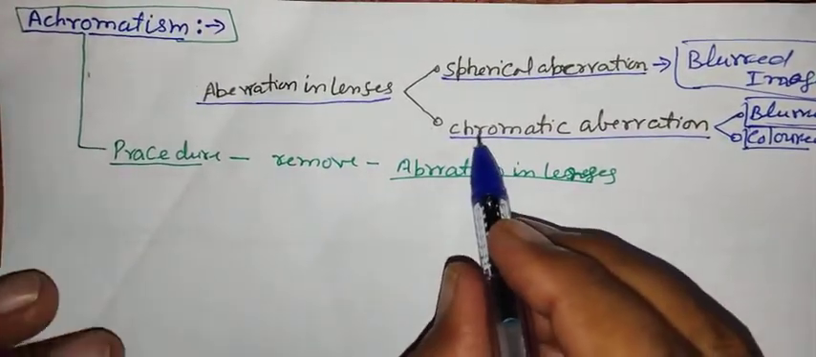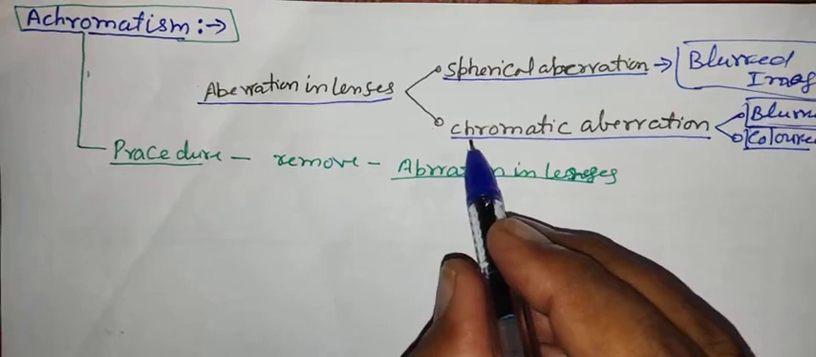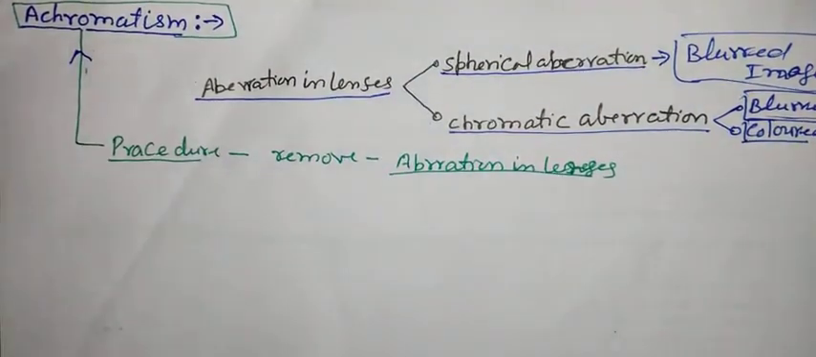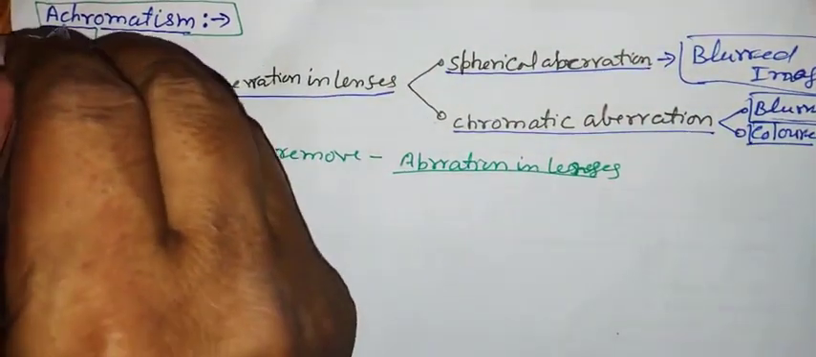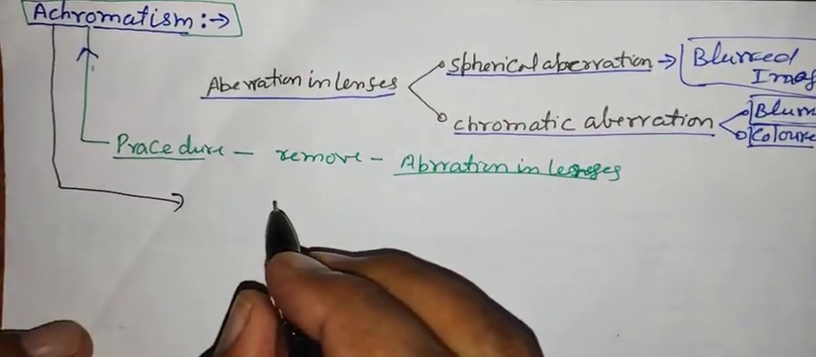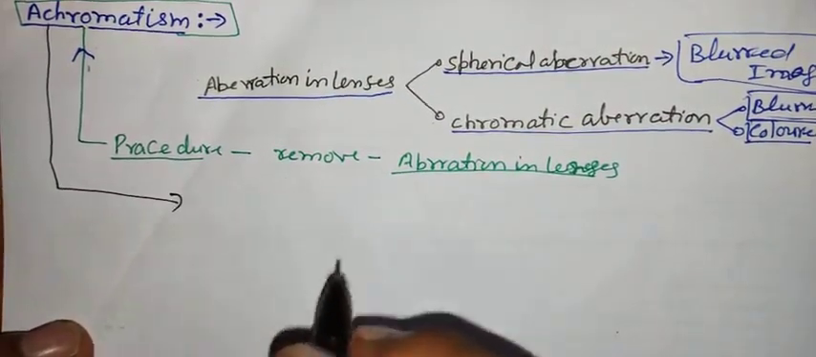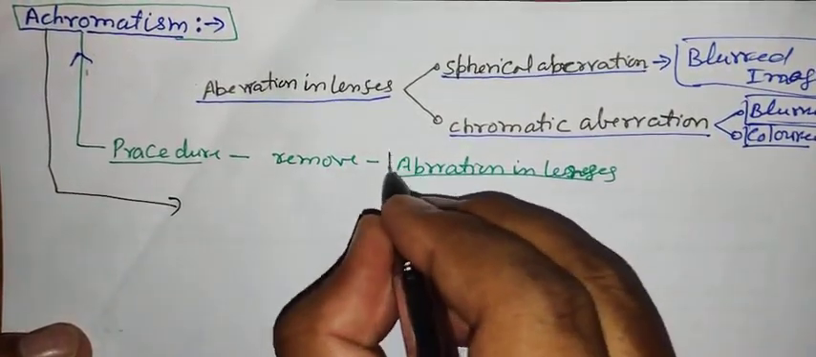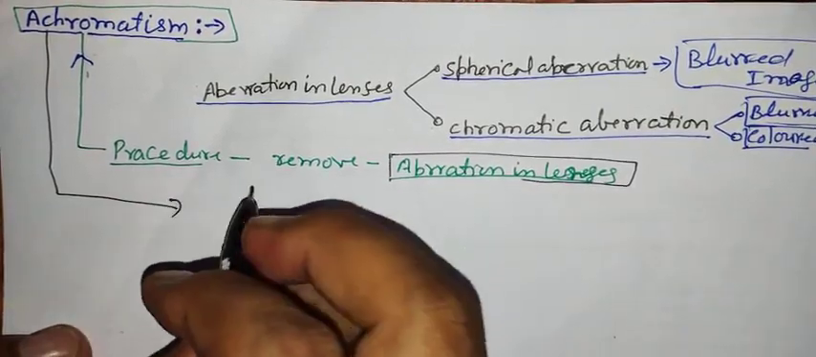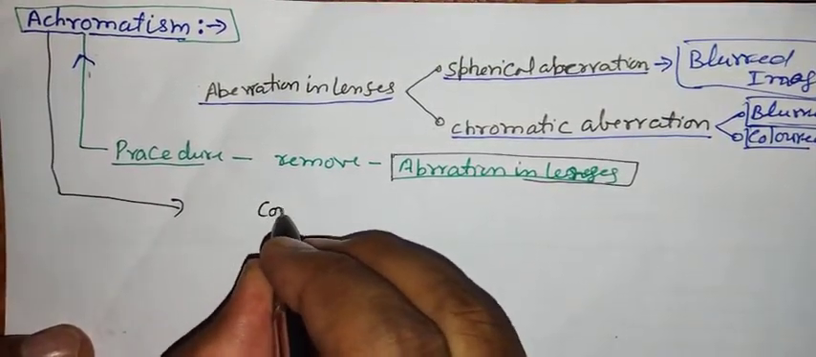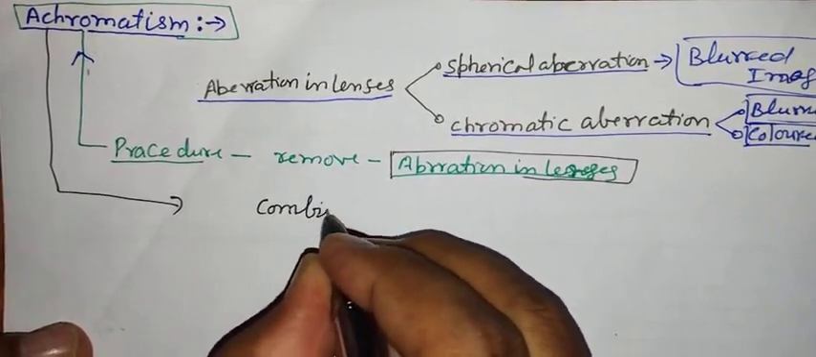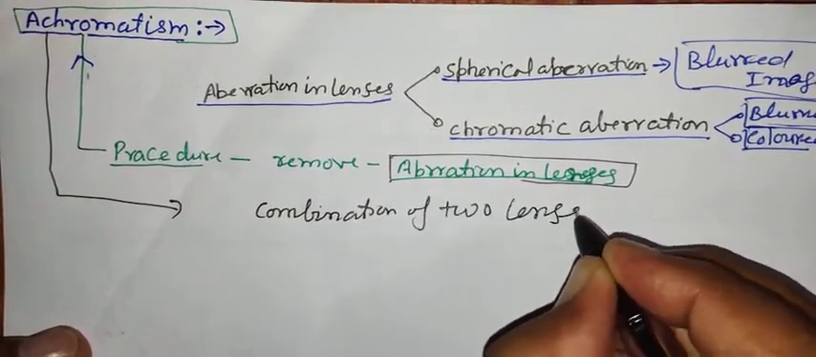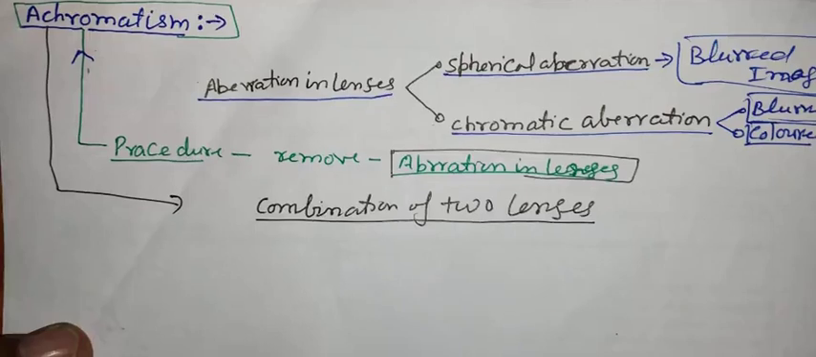So either to remove chromatic aberration or spherical aberration, this procedure is called achromatism. We are going to see a mathematical treatment by which we will try to remove the aberration in the lenses. To do this, we will take a combination of two lenses. See what a combination of two lenses is.